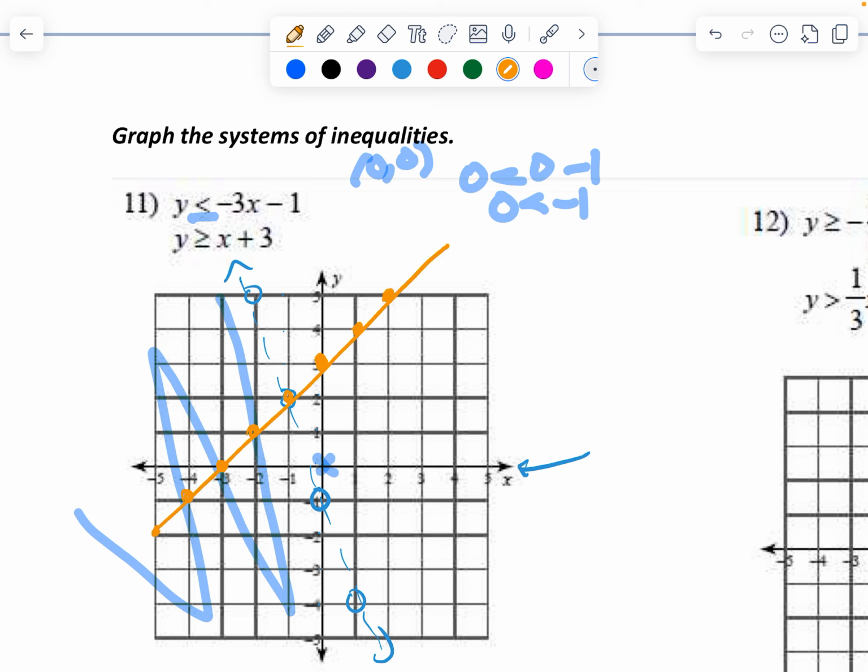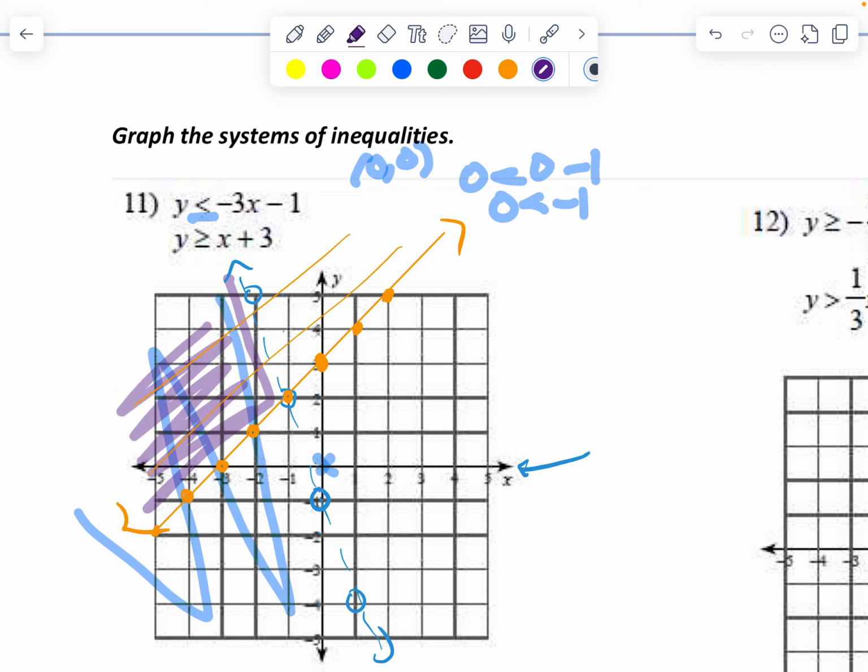Like so. That is greater than, so we're talking up here. So the solution for this would be all the points in this area right here.